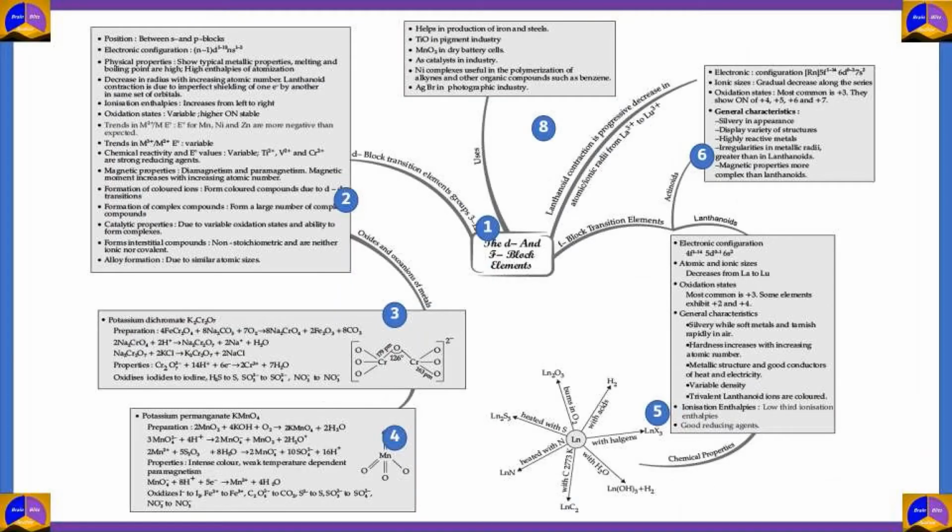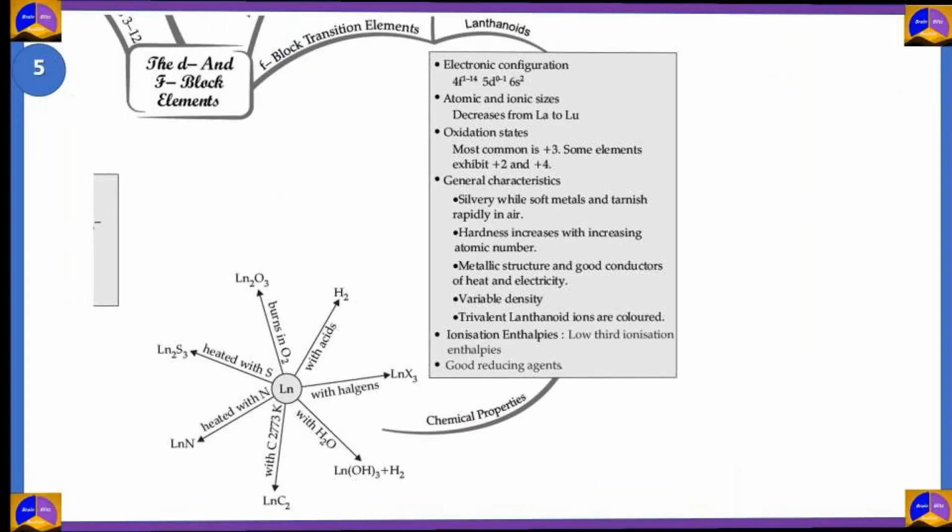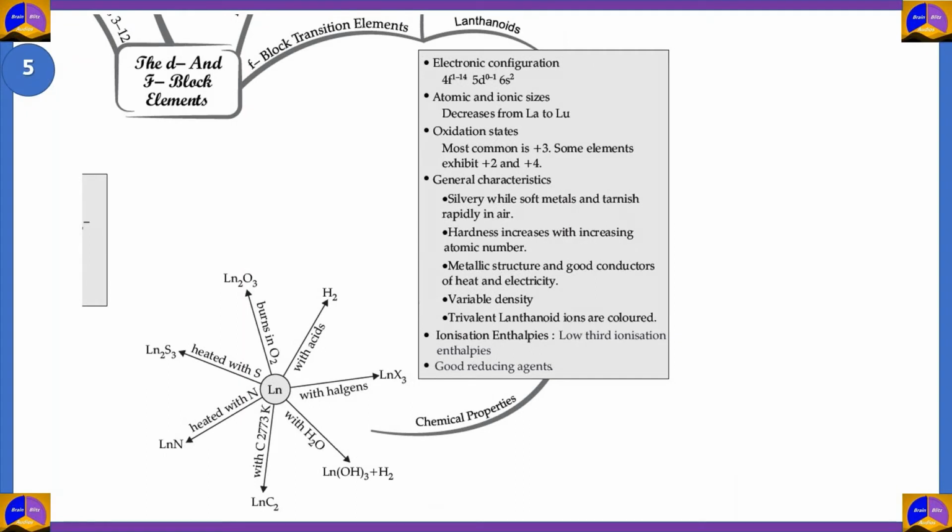So that was how we completed the D block elements. The second part of this chapter deals with the F block elements. The first kind of F block elements are lanthanoids. Now, these are a set of 14 elements that occur after lanthanum, whose outer electron goes into the F orbital.